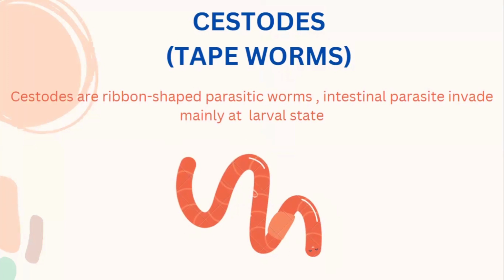Next is cestodes, also called tapeworms. They are ribbon-shaped parasitic worms having intestinal parasitic invasion at the larval stage. They contain a head, also called the scolex, a neck, and a segmented body. Mainly they live in the human gastrointestinal tract. The head portion consists of various hooks or grooves or suckers that help them to bind with the intestine of the host.